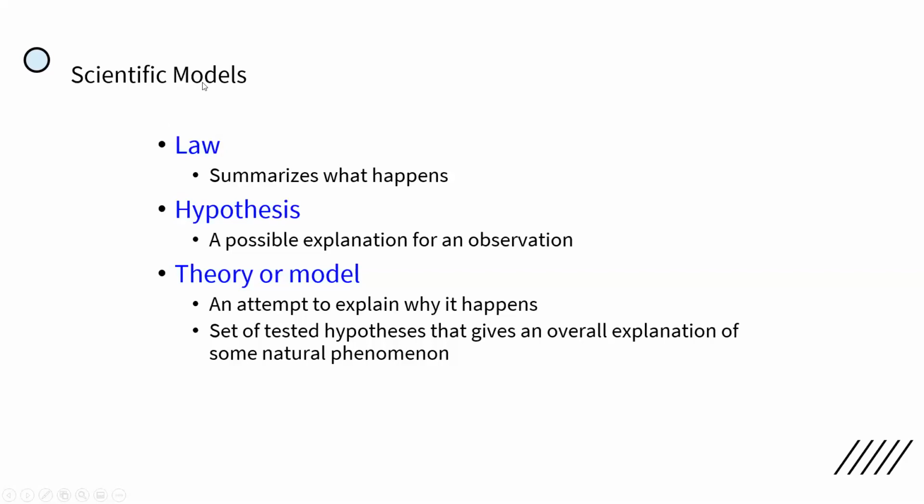Then the scientific method has different things that I want you to explain. What is a law? A law summarizes what happens. A hypothesis is a possible explanation for an observation. A theory or model is an attempt to explain why it happens. It's a set of tested hypotheses that gives an overall explanation of some natural phenomenon.